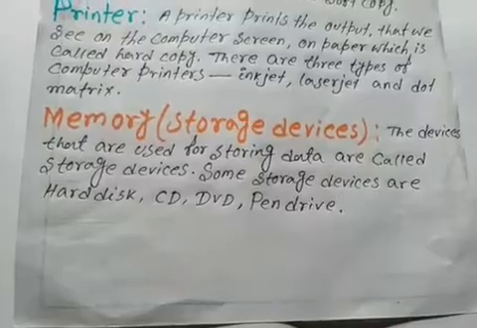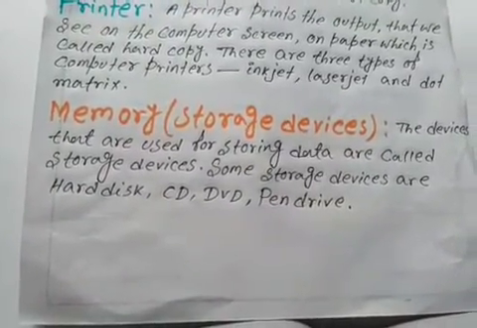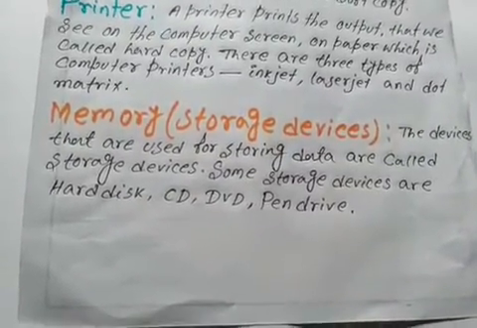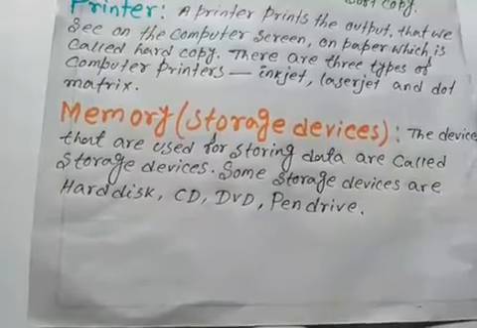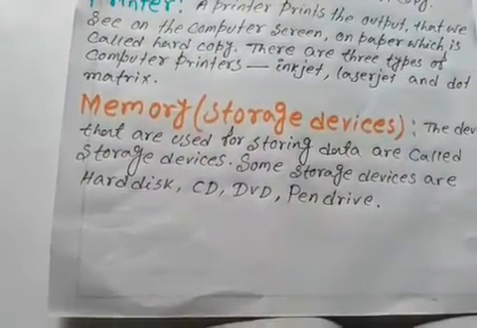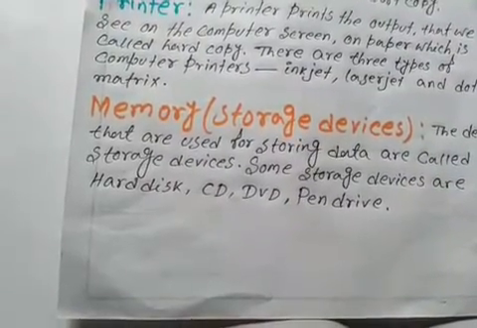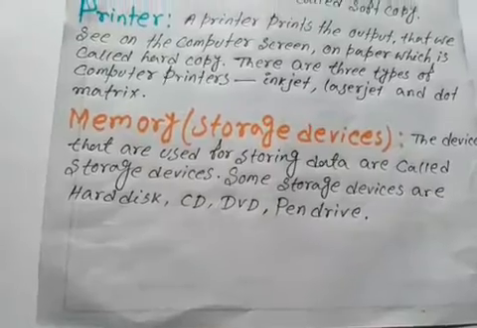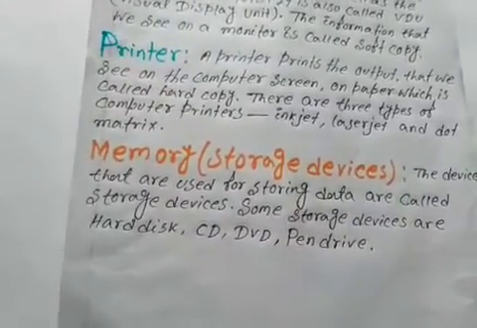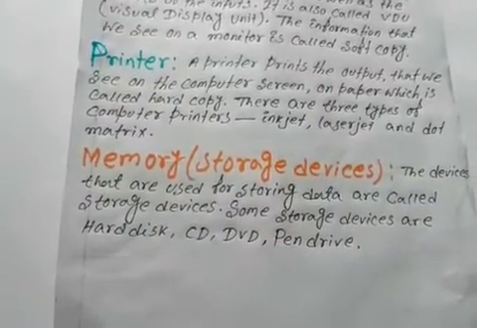Then CD. It is also a permanent storage device. It stands for compact disc. Then DVD. DVD is also a permanent storage device that can store a huge amount of data compared to a CD. It stands for digital versatile disk. Then pen drive. A pen drive is a portable storage device. It is very small in size but can store a large amount of data.